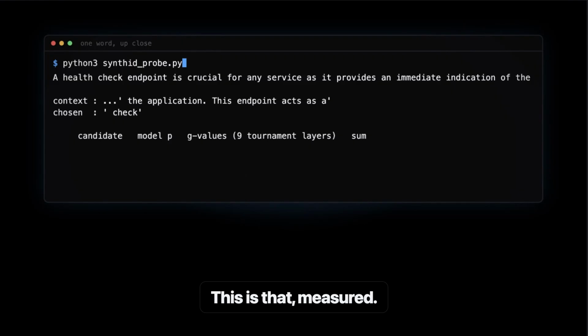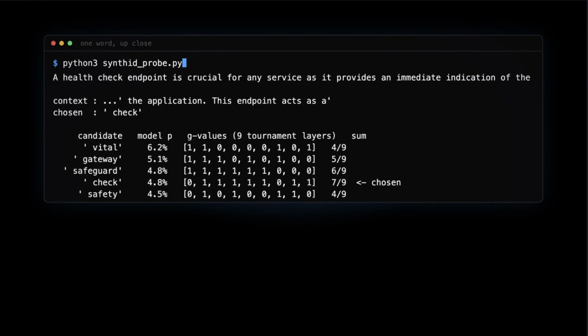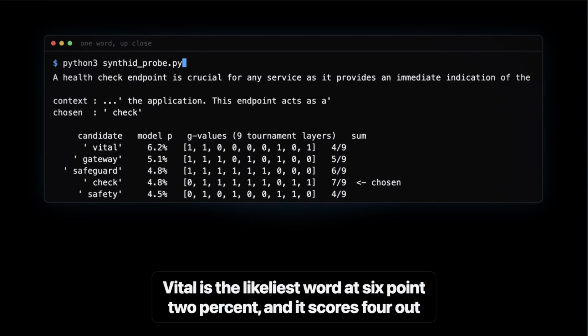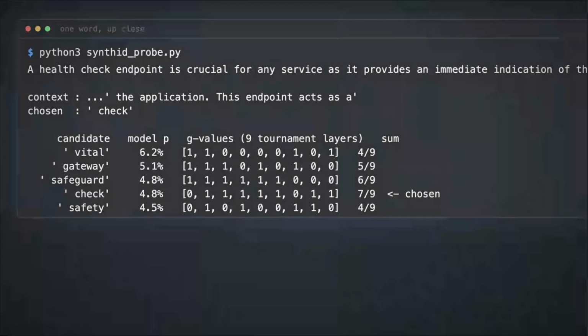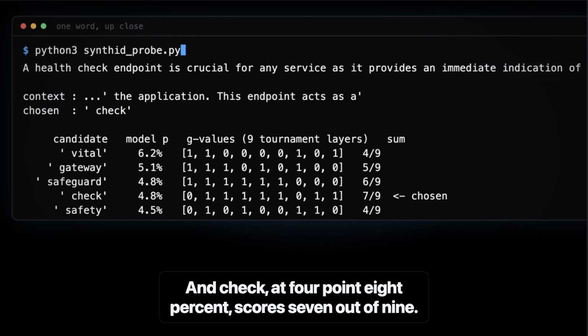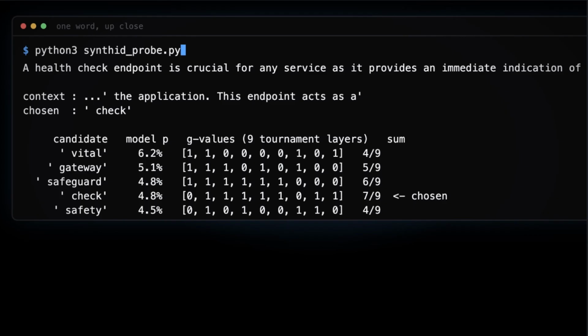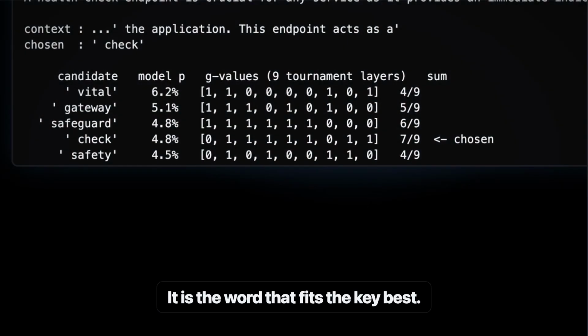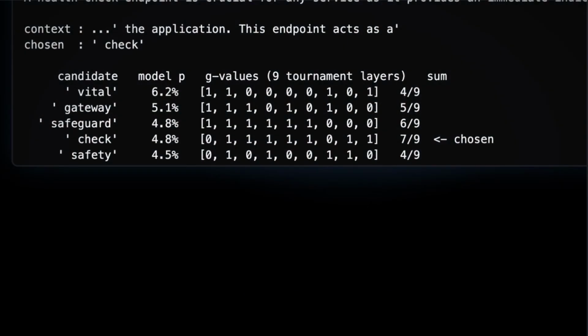This is measured: real model, real sentence, real numbers. The context is: this endpoint acts as a. Vital is the likeliest word at 6.2% and it scores 4 out of 9. Gateway 5 out of 9, safeguard 6. And check, at 4.8%, scores 7 out of 9. Check is not the likeliest word here. It is the word that fits the key best. And check is the one that came out.